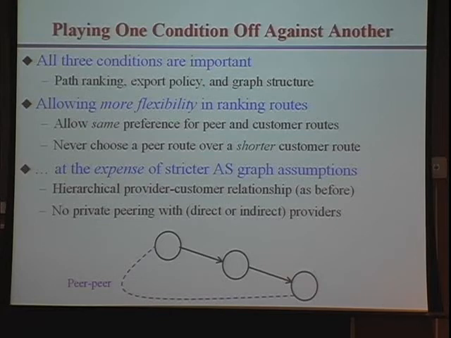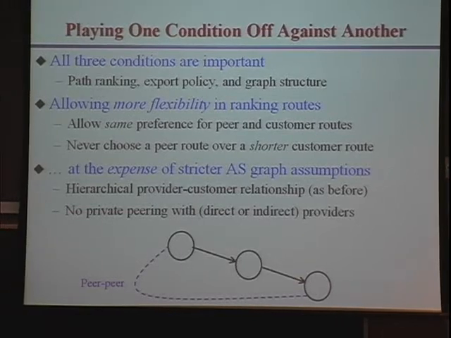In particular, we looked a lot at playing off one condition against another. We made three assumptions, and there are a whole bunch of different assumptions we could have made about the ranking of paths, about the exporting of paths, and about the graph. And so we thought, well, some people might want to route through their peer instead of their customer, even though they don't get revenue when they send traffic through their peer, because maybe their peer has better performance, maybe there's congestion on the link they have to their customer.